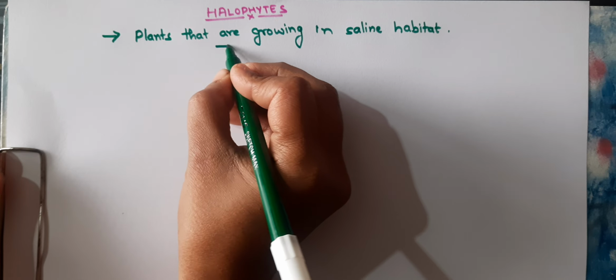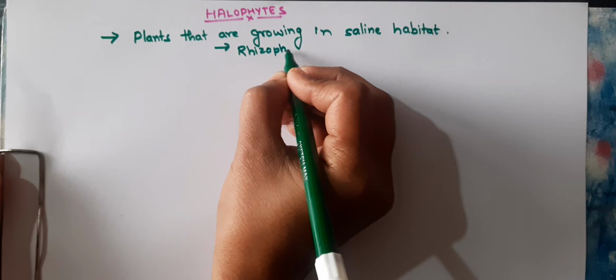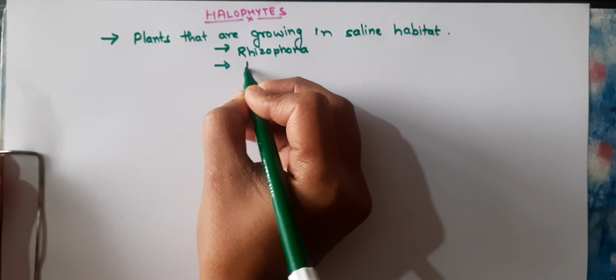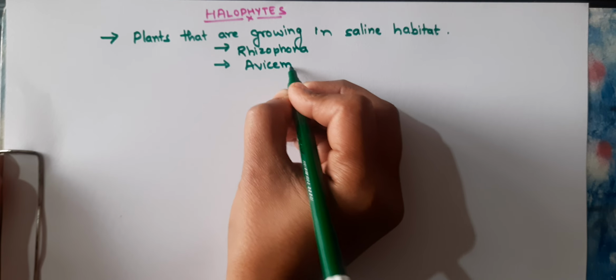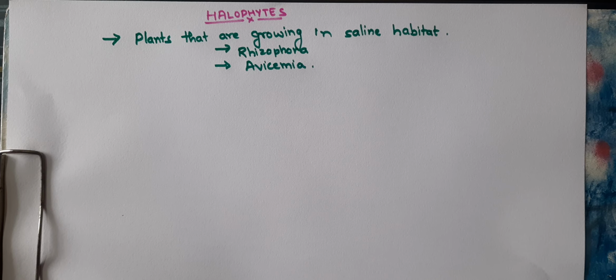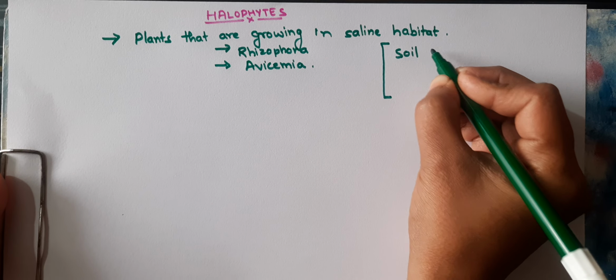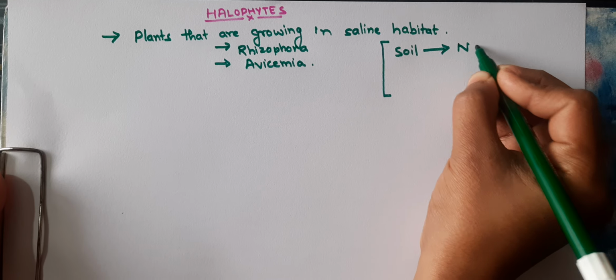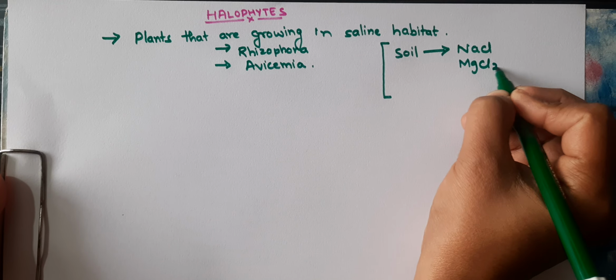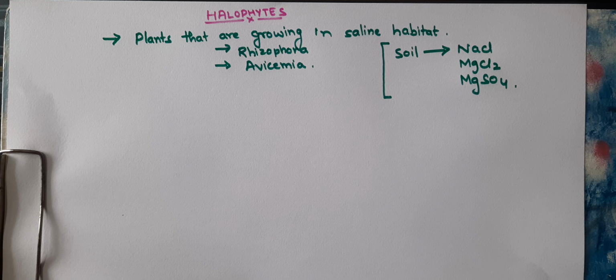Two examples of halophytes are Rhizophora and Avicennia. These are the plants that are growing in saline habitat. So what is saline habitat? It is the habitat where there is a high concentration of salts. What kind of salts? In the saline habitat, the soil contains a high concentration of salt: sodium chloride, magnesium chloride, or magnesium sulfate can be present in the soil. Due to the presence of a high concentration of salt in the soil, it alters the soil solution, and the plants are unable to absorb water from the soil.